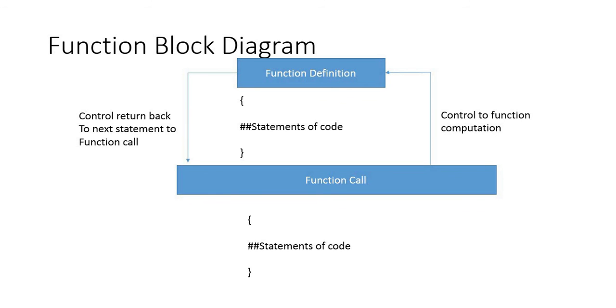Our function block diagram is like this. First, you define a function, what work the function has to compute. All computational statements will come in that. Then you have statements of code. All the statements of the program you have to write will be here.